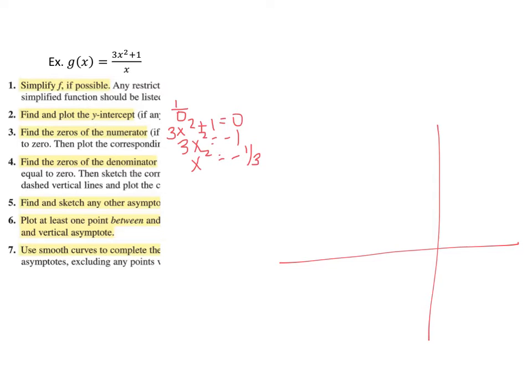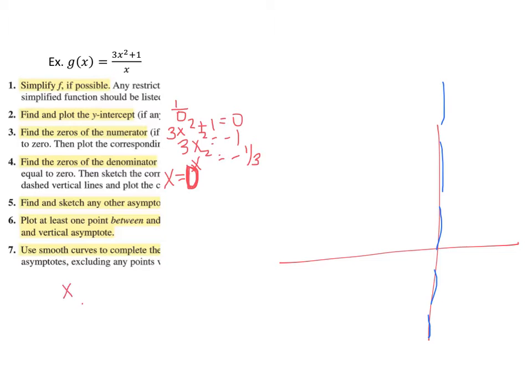Find the zeros of the denominator. There's just one. X equals 0. So I know that I have a vertical asymptote at x equals 0. Horizontal asymptote, I'm looking at my degree, top and bottom. We would say degree on top is greater than degree on bottom, so we wouldn't have a horizontal. Instead, we're going to have a slant.